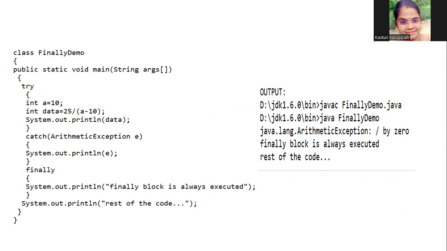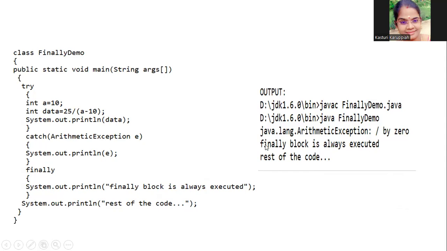Exception. So after executing, I'm getting the error message. The program flow is not stopped. It is flowing continuously. I'm getting the error message because of the catch block. After that, the finally block is always executed. And then the rest of the statement is also executed, because we have handled the exception.